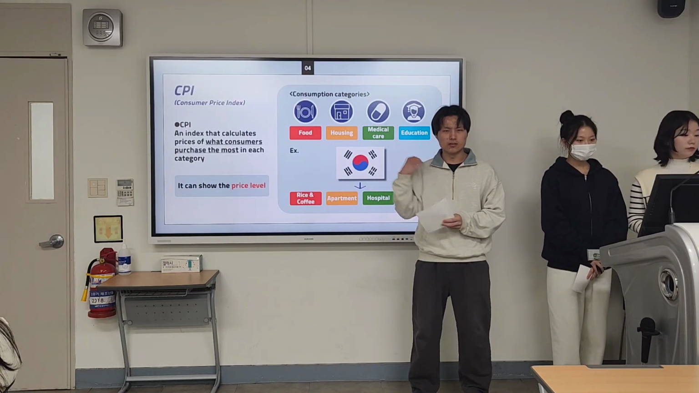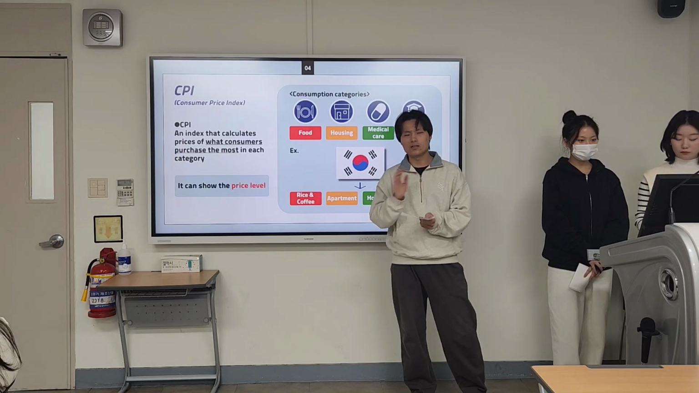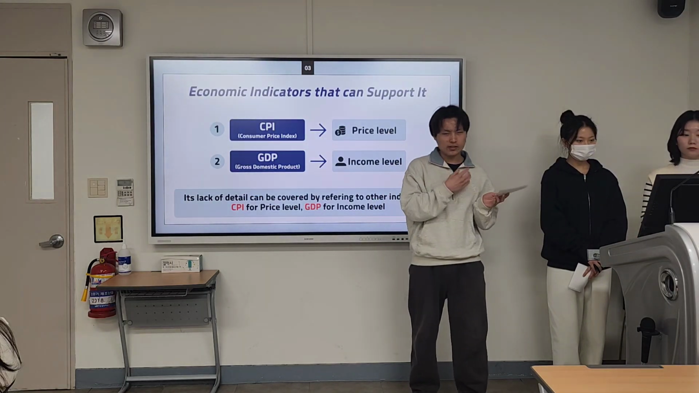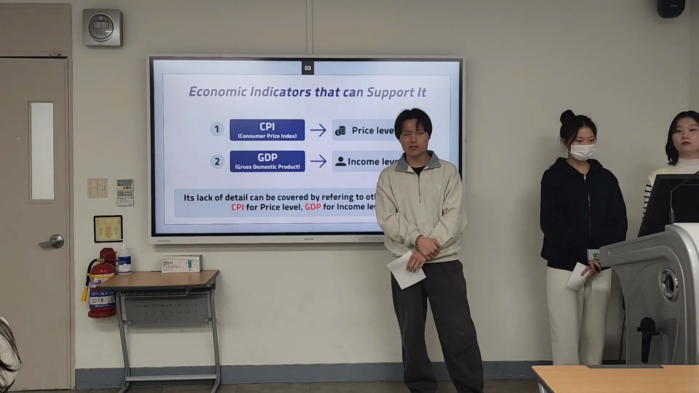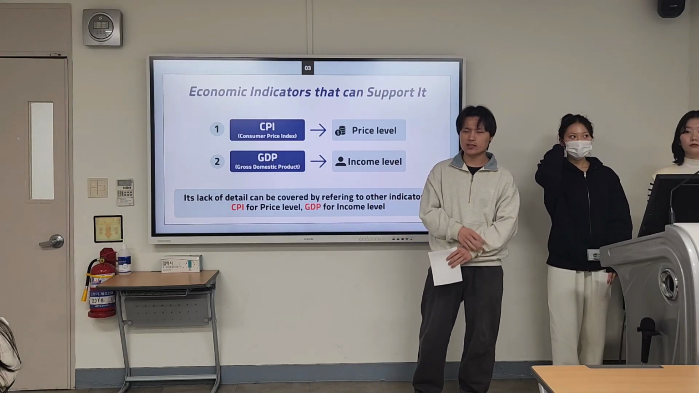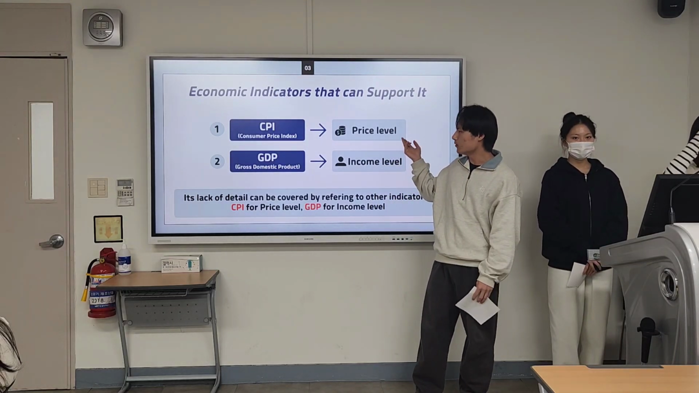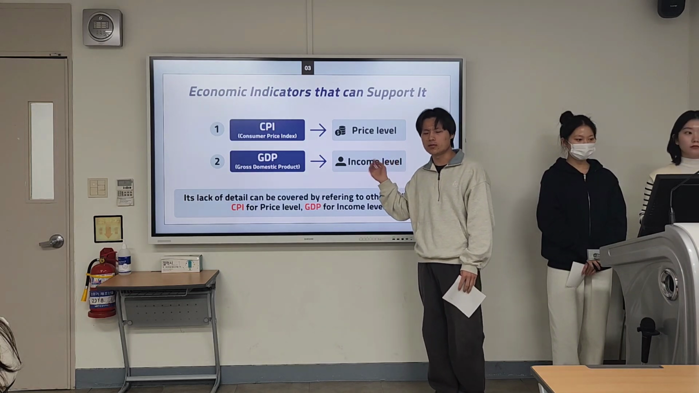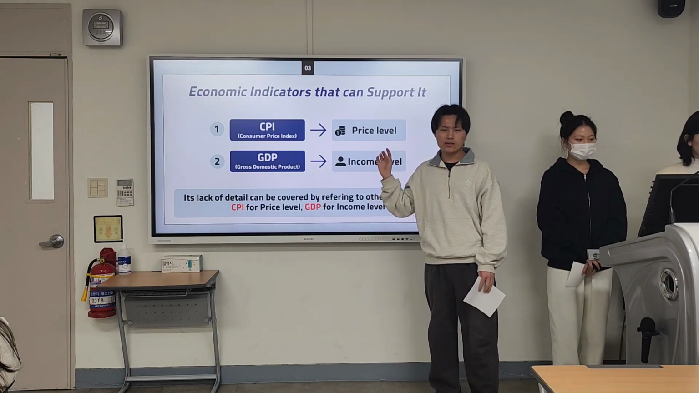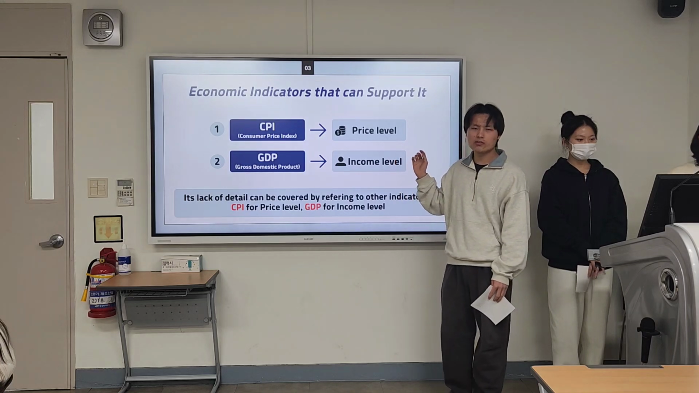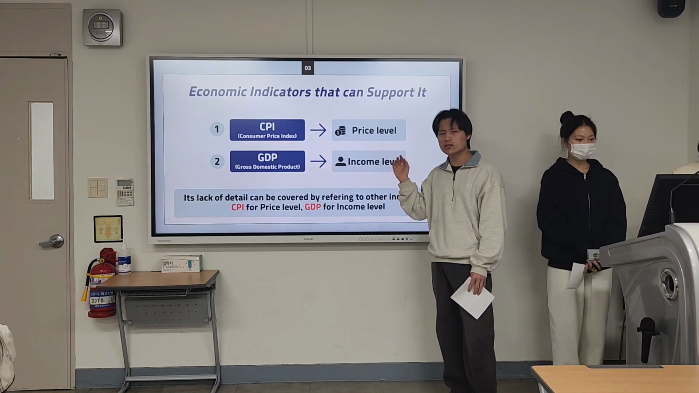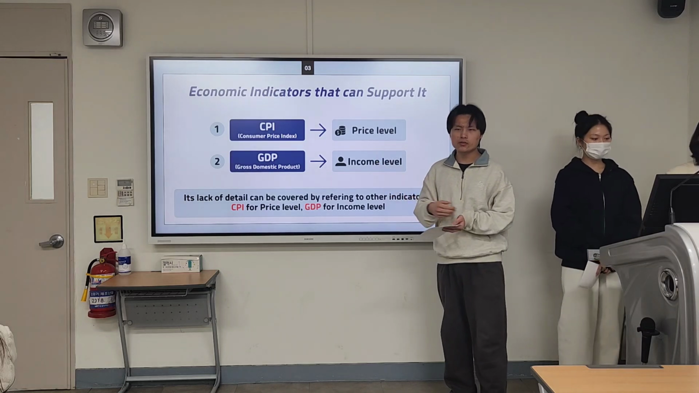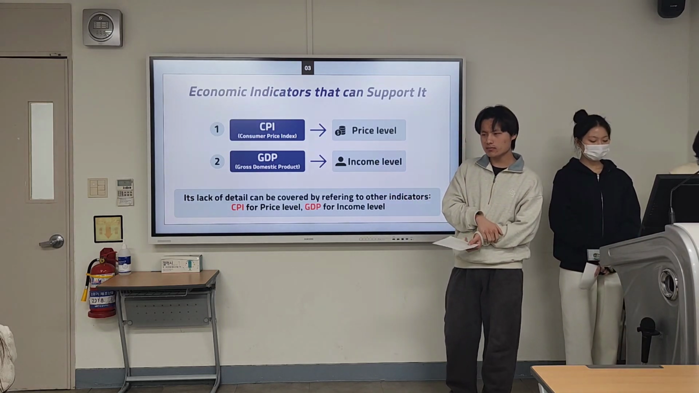I'll continue with the overview and start introducing two indicators. As she said, the Big Mac Index has a limitation: it can't reflect the price level and income level, which are essential for calculating the exchange rate. So it is strongly recommended to use it with other indicators for a more accurate exchange rate.